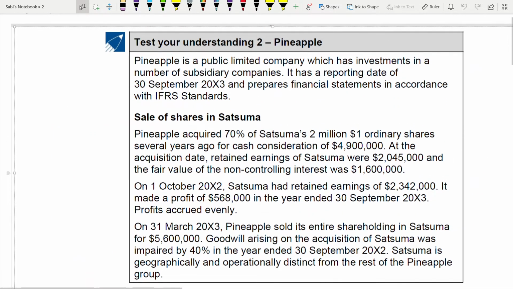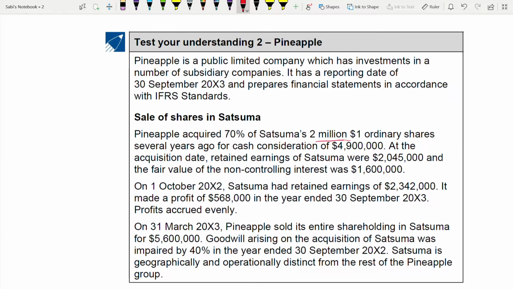Okay. Pineapple acquired 70% of $2 million $1 ordinary shares several years ago, and the cash consideration at that date when they purchased it was 4,900,000, and at the acquisition date retained earnings were 2,045,000. Fair value of NCI was 1.6 million. On 1st of October 2002, the retained earnings were this much. If you see, retained earnings increased from the date of acquisition till 1st of October 2002, and they made a profit also of 568 on this date.